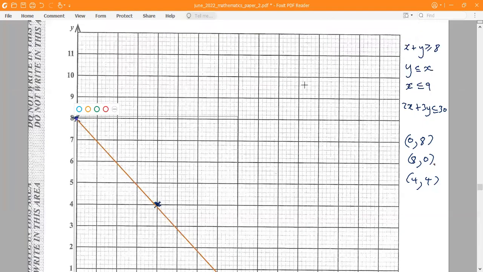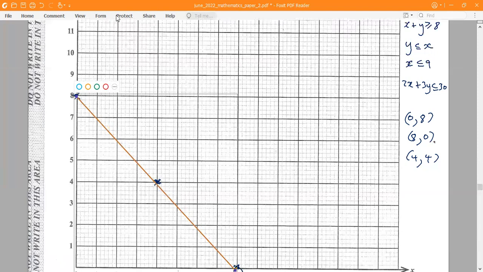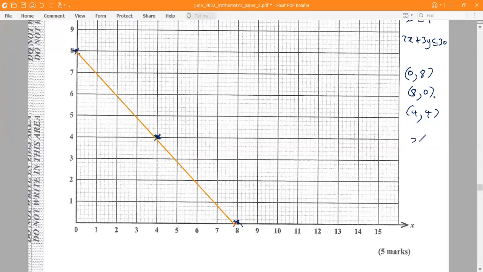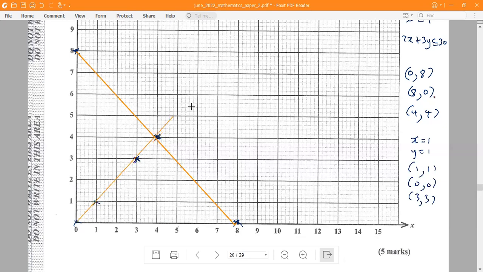Y is less than or equal to x. Okay, so when x equals 1, y equals 1. So we have 1, 1. So we have 0, 0, we have 3, 3. These are 3 points that we could plot. So 1, 1, 0, 0, 3, 3, which is right here. And we just draw a straight line going through there, through these 3 points.